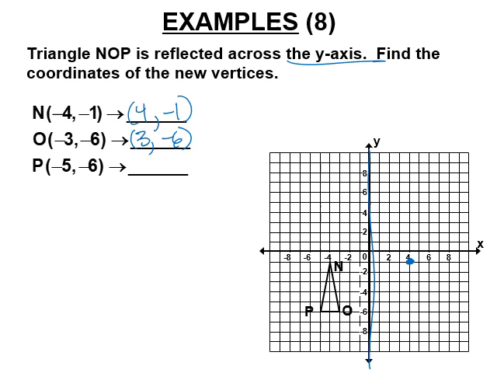Y coordinate stays the same. O prime should be at 3, -6. And P prime, and I should be writing N prime and O prime and P prime in there. And so it's 5, -6. And so we label N prime, right? This one is O prime. The one farther away is now P prime because we've reflected or flipped it across the y-axis.